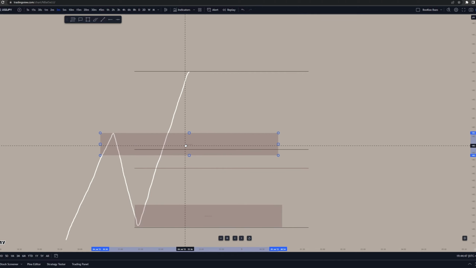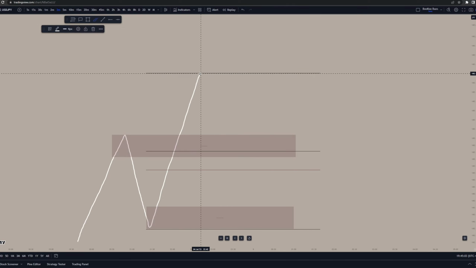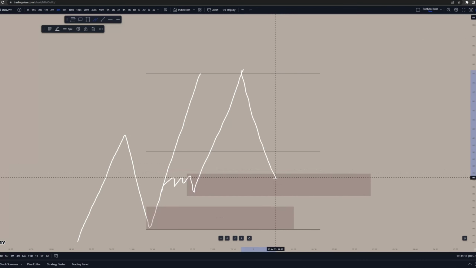Typically, these breaker blocks by themselves don't work out. Yes, there are times they do, but I would not take a trade just solely because it's a breaker block. Does that make sense? Because a lot of times price just does this and then goes on up. Or a lot of times there will be a continuation order block down here where price sweeps liquidity and then goes on up. So I take a buy at the breaker block, but then it just comes down here, takes me out, and then goes on up.